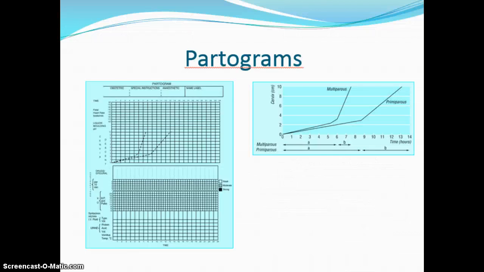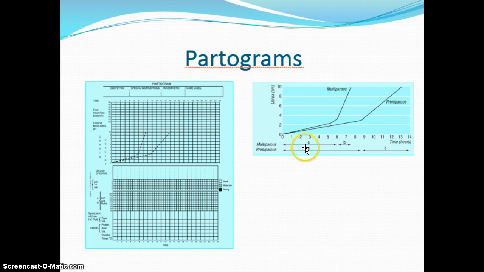With partograms, they kind of map out what should be expected of a woman's labor. Really, you can see that it's a graphical view. So when you're looking at these, I'll bring this one up here. This is 0 centimeters dilated, and the number of hours go right here across the bottom.